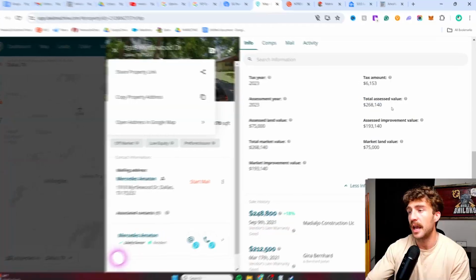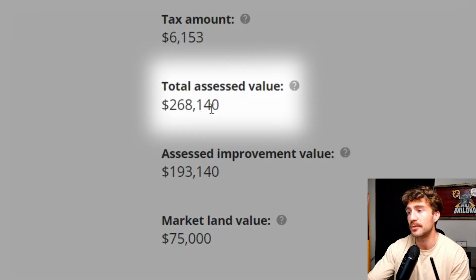Taxes in the good old state of Texas are awful. In this zip code, taxes are around 2.2% of the home assessed value. We can see that the assessed value of the property is $270,000. But that number, depending on your state, will go up at the time of sale. So to be conservative, just use your purchase price as your tax basis.